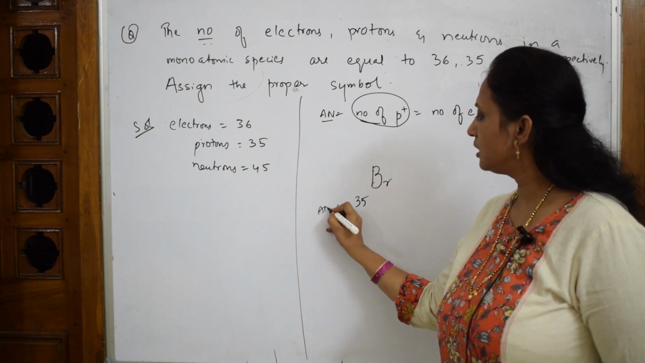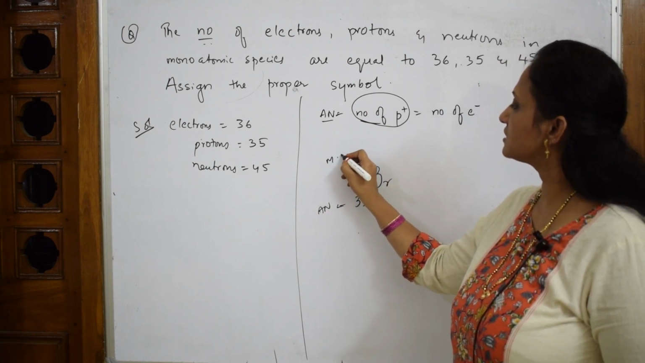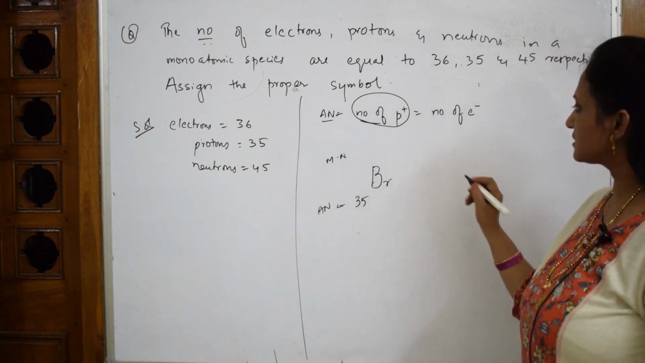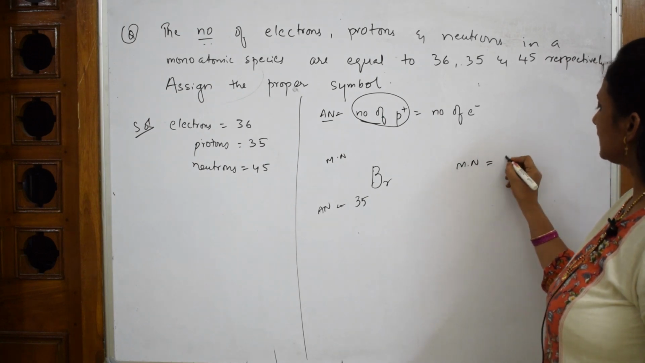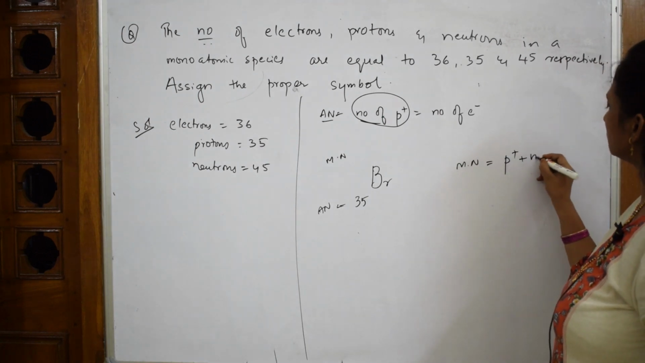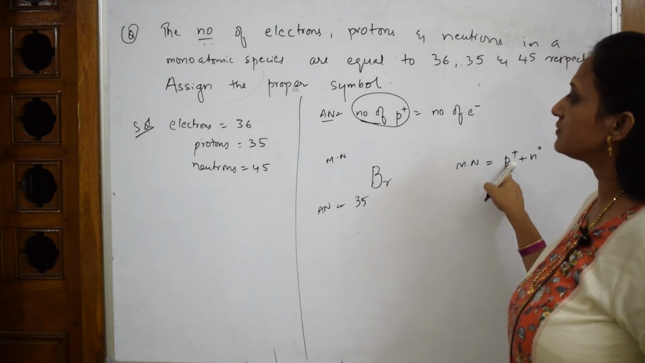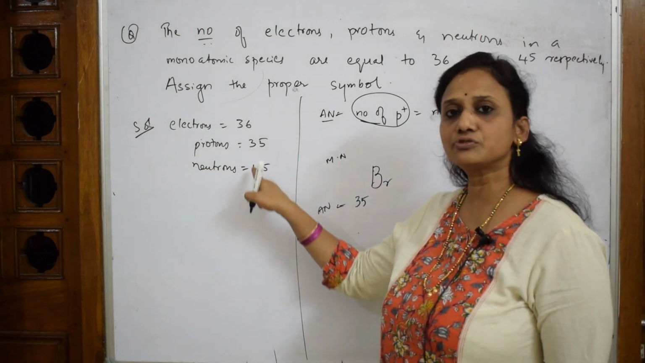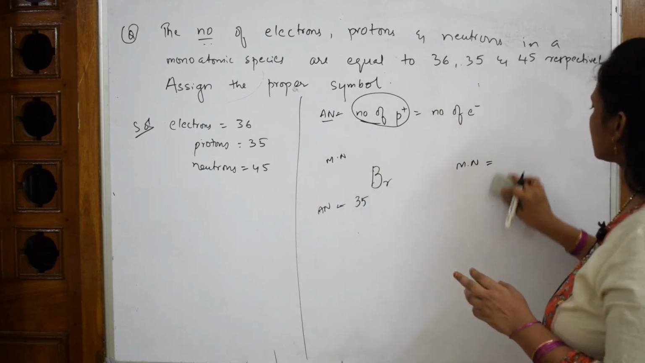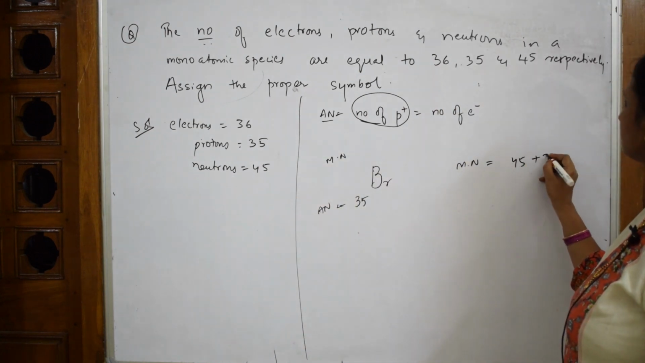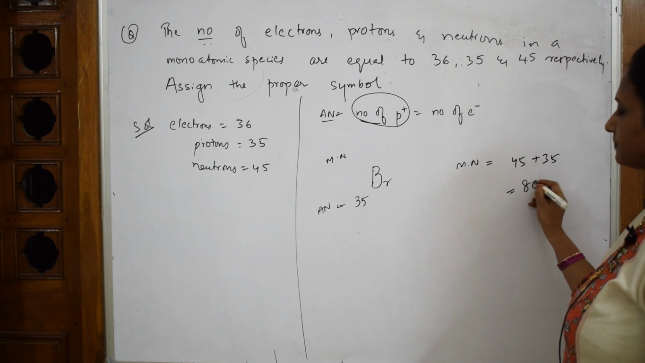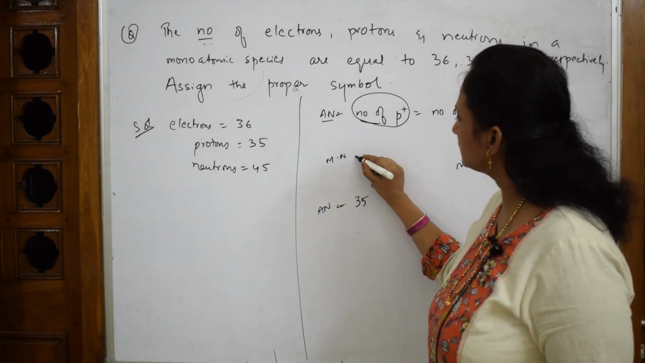Now next, atomic number is known to us, I should know the mass number. So what is mass number? I already said mass number is equal to number of protons plus number of neutrons, isn't it? This is what we have written. So what is the number of protons given? 35. What is the number of neutrons given? 45. So mass number 45 plus 35 comes to 80. So I've got the mass number is 80.